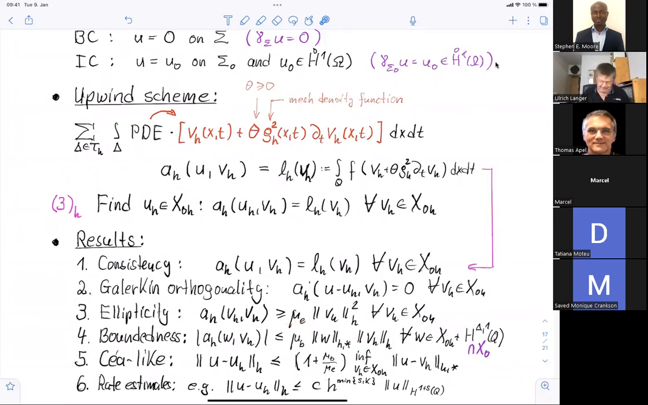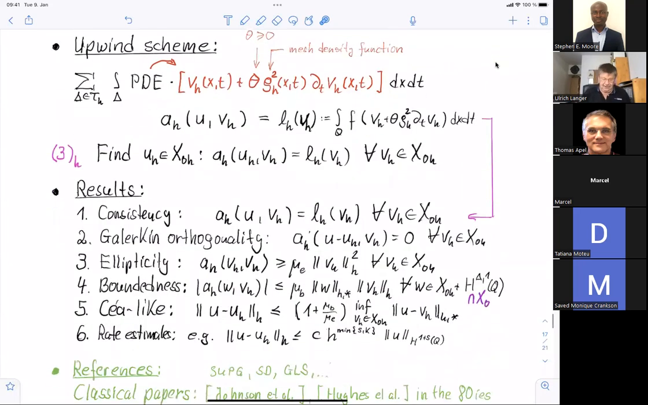Can estimate this from below. You have to show boundedness, but not on the space in the first variable, not in the space x0h from the test space, yes, but you have to take into account the solution space. And the solution space is this, h delta 1. And then you can show a CR-like estimate in this norm that takes care of this delta.